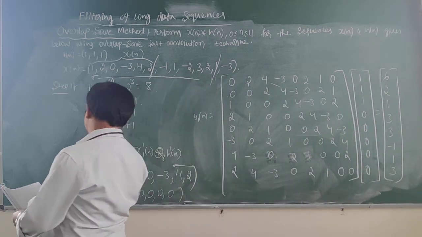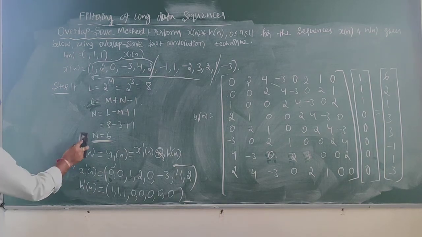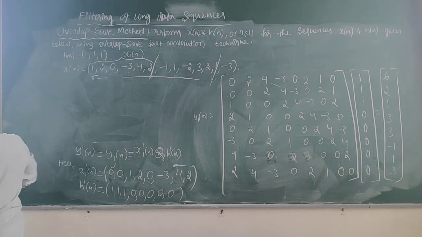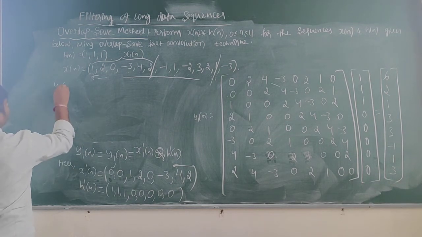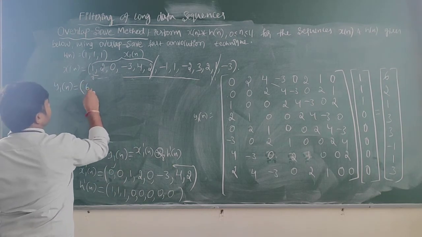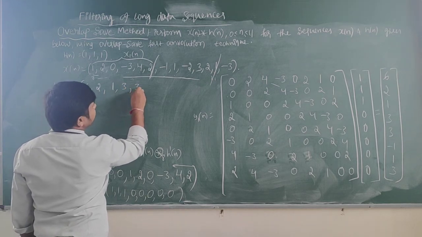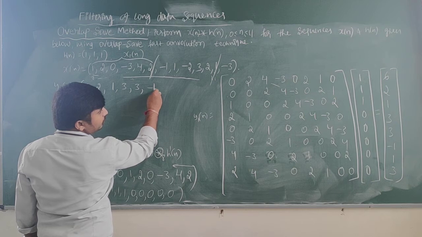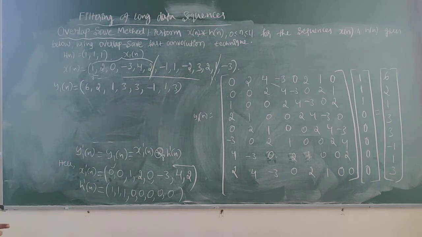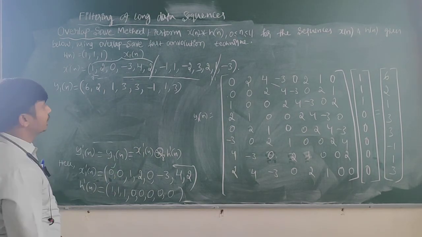So what is y1 of n? I got y1 of n equal to 6, 2, 1, 3, 3, minus 1, 1, 3. What is the next step? I need to find y2 of n, for the next sequence.